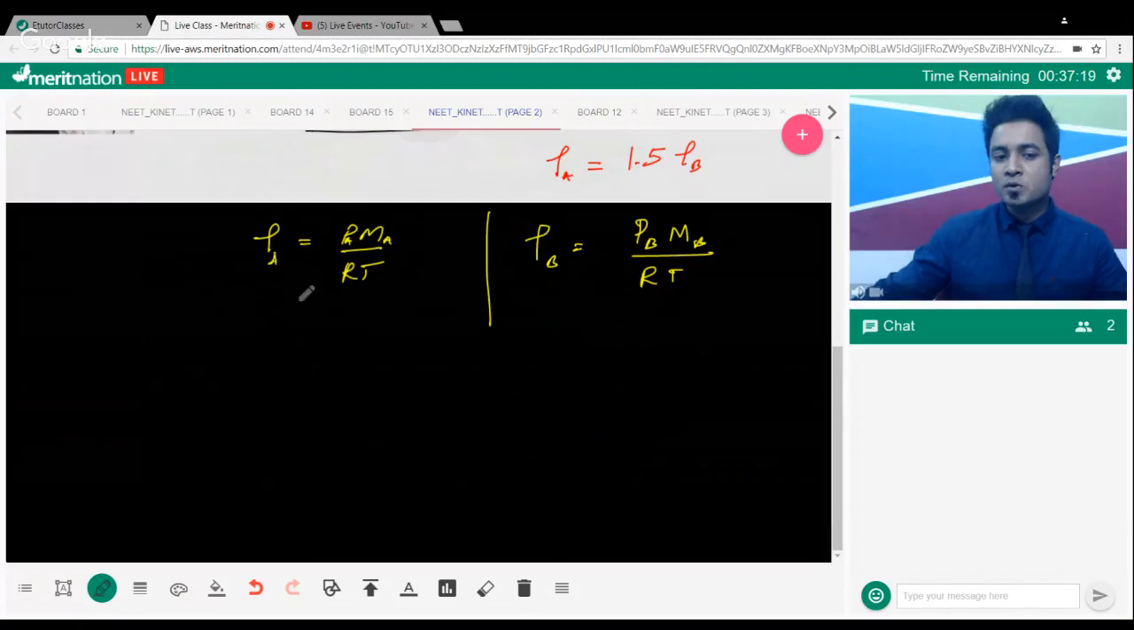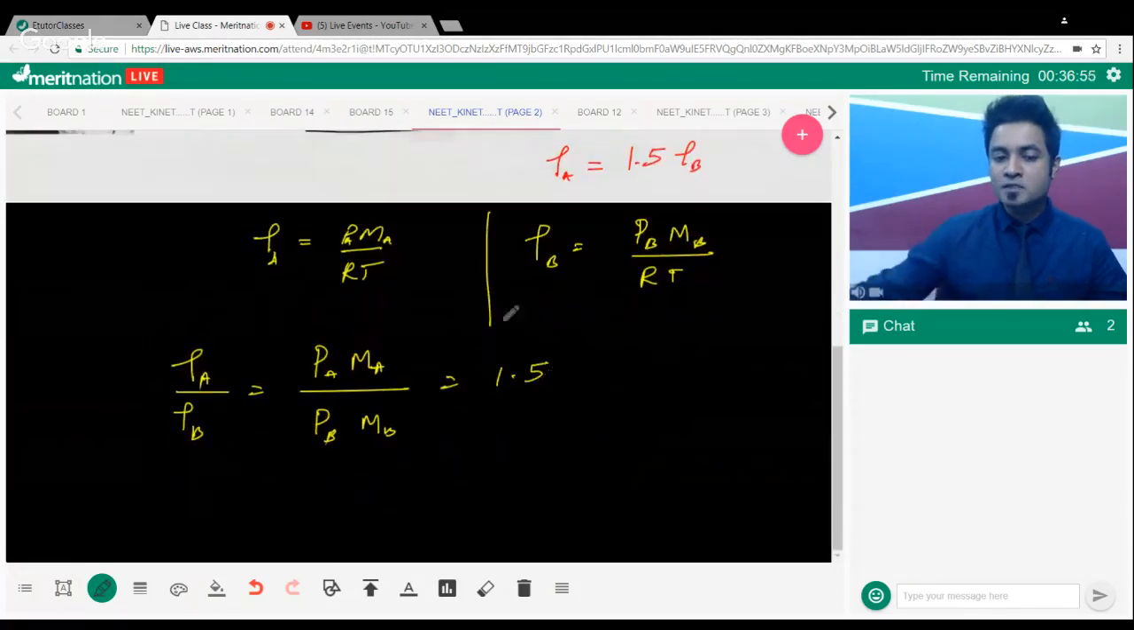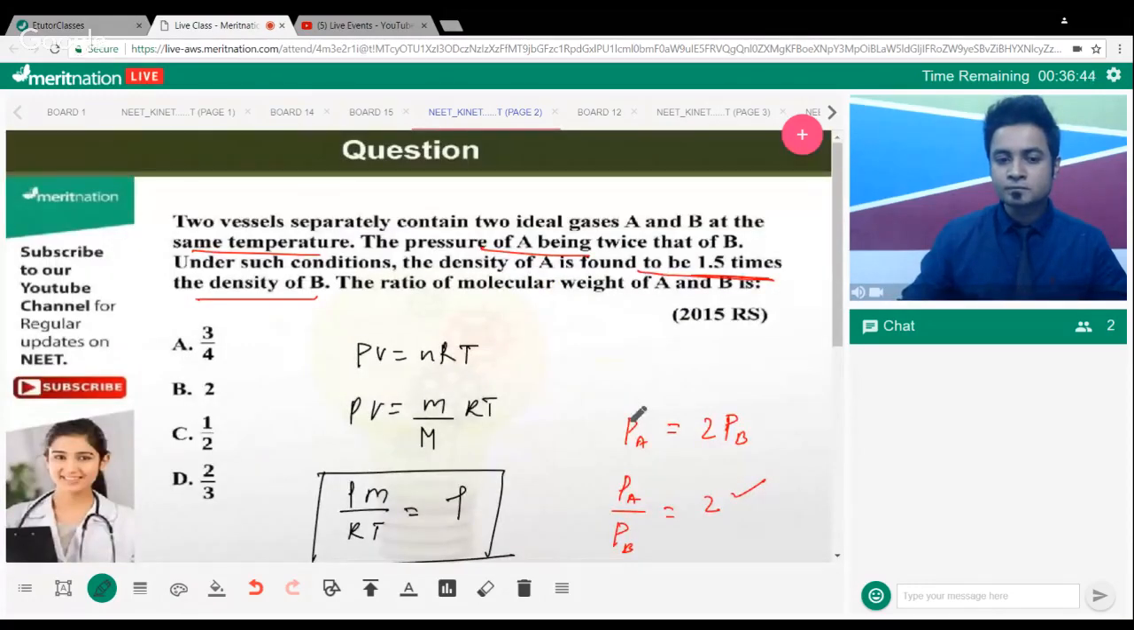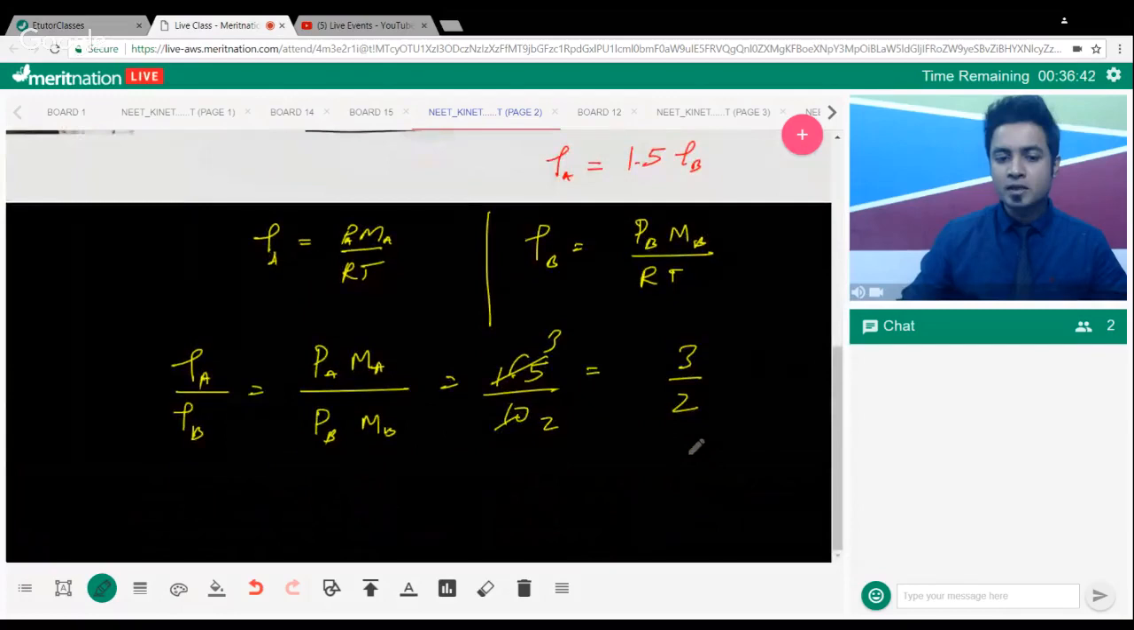So we can divide these two. This is rho A and this is rho B. So this is going to come as PA MA upon PB MB. Is that right? And this ratio is already given to you as 1.5, which you can write as 3 by 2. And what is PA upon PB? PA upon PB is 2 again.